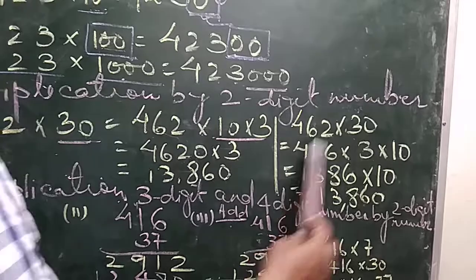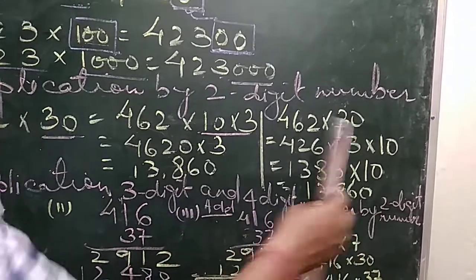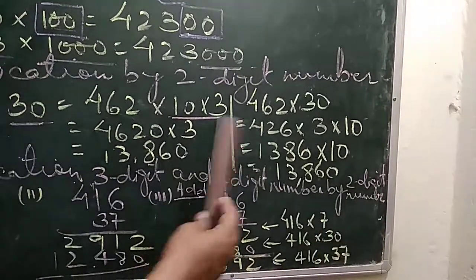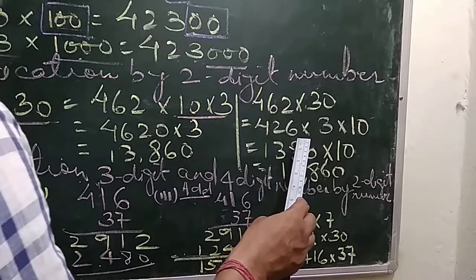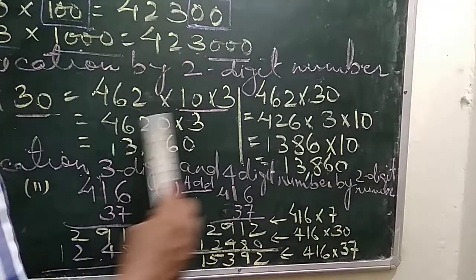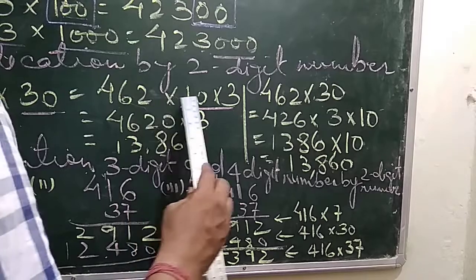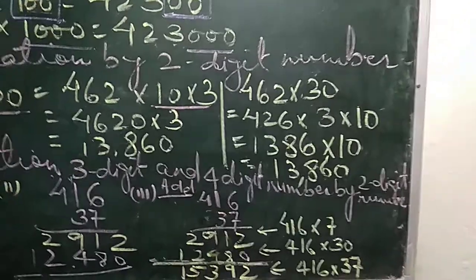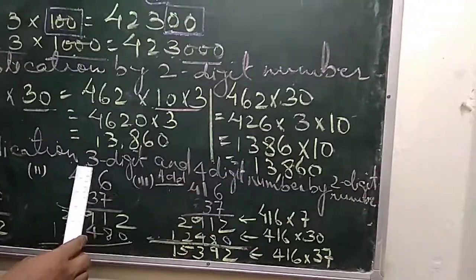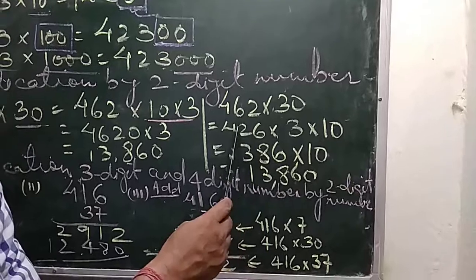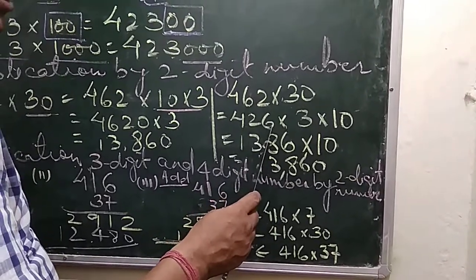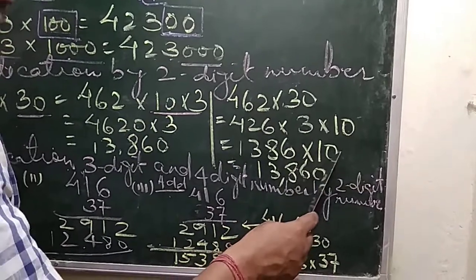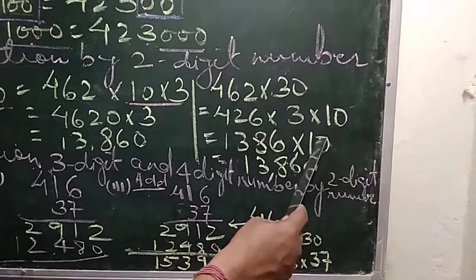Now, the second method, see here. In this method, 462 into 30, both are the same, we have just exchanged the numbers. You can see 462 into 3 into 10. Before, we did 462 into 10 into 3, but here we have done 3 into 10. Nothing else is done, just a simple change. So when we multiply 462 into 3, the result is 1386, into 10. So we are multiplying by 10, and 10 has only one 0.